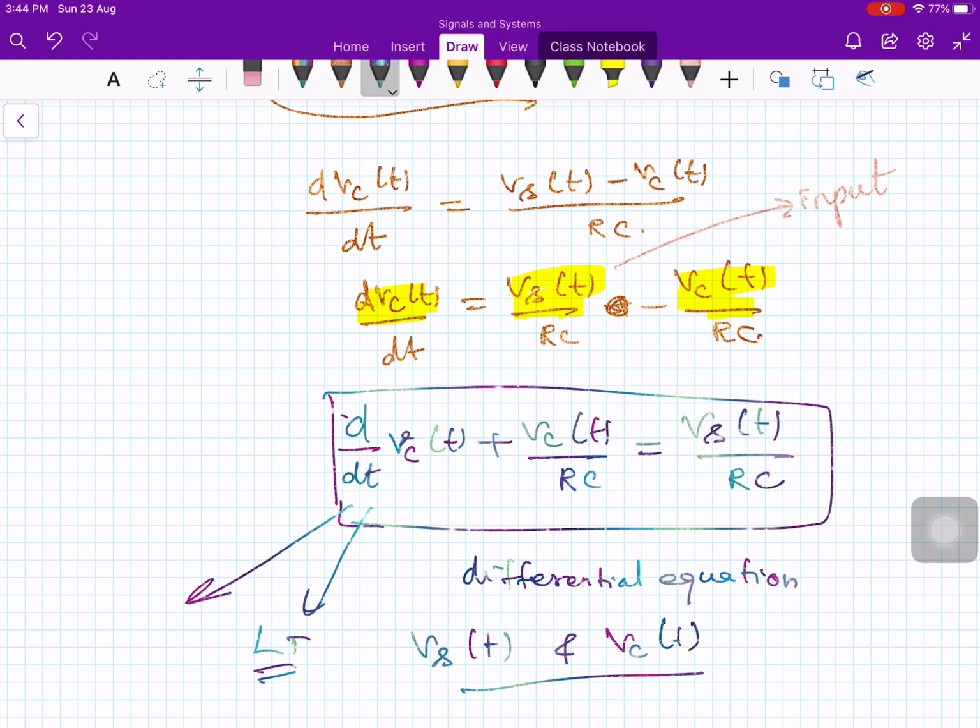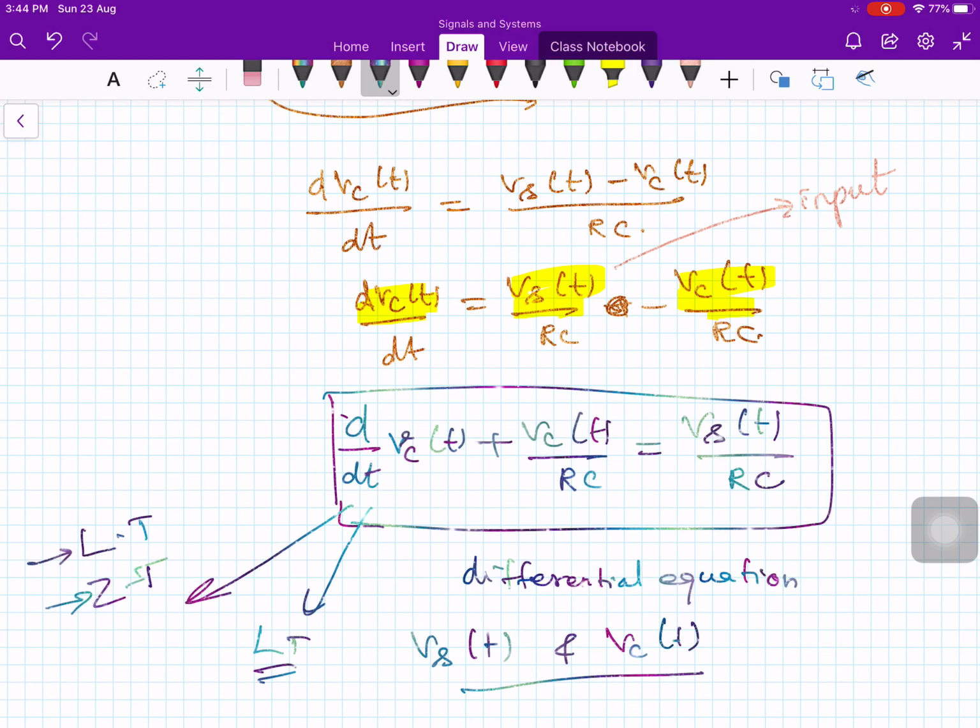But the moment you start to use tools like Laplace transform or Z transform, for difference equations we use Z transform, for differential equations we use Laplace transform. So the solution will be very easy. Simply you transform into the S domain and you can get the answer.